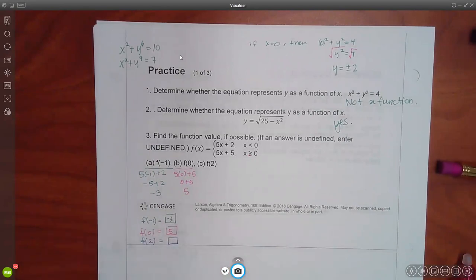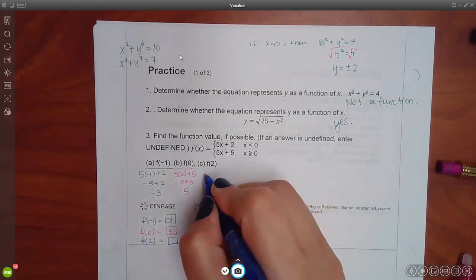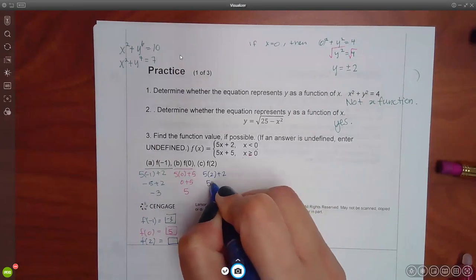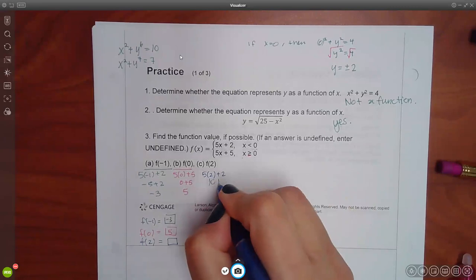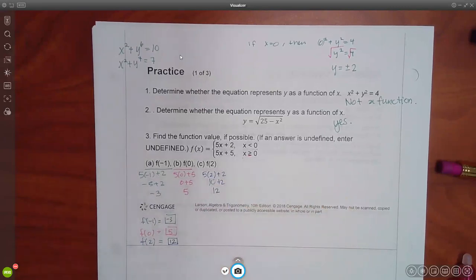Now, which function should I be using? Which piece of the function should I be using for f of 2? Because 2 is greater than 0, right? So we're going to plug it into that bottom function. So that's 10 plus 2, which gives me 12. So then I would type 12 in here.